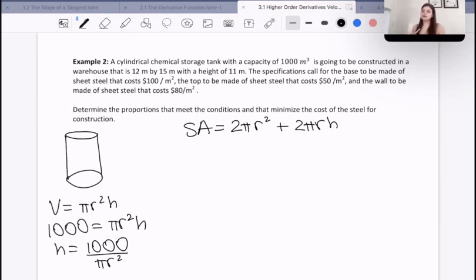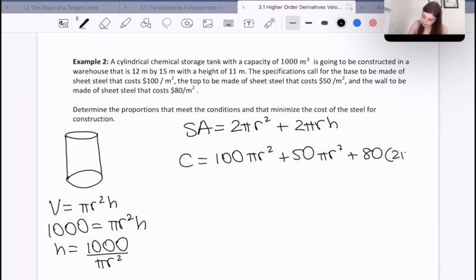Now, this is a bit unique though. We don't just want to minimize the surface area because the different parts cost different amounts, right? The cost is going to be 100 pi r squared for the base, plus 50 pi r squared for the top, plus 80 times 2 pi r h for the other part, right? So we're basically now putting in the prices for the different parts. We're acknowledging the fact that not every bit of material for this is going to cost the same amount.